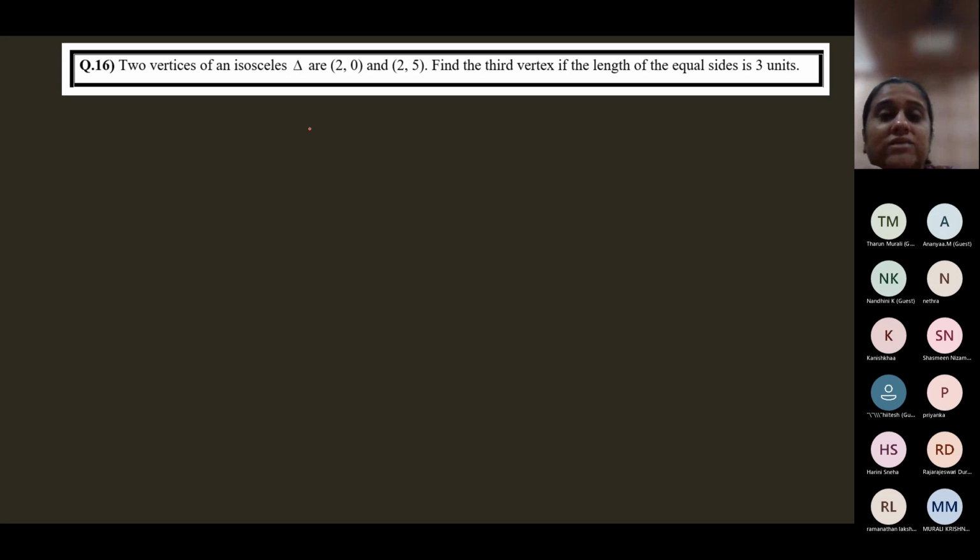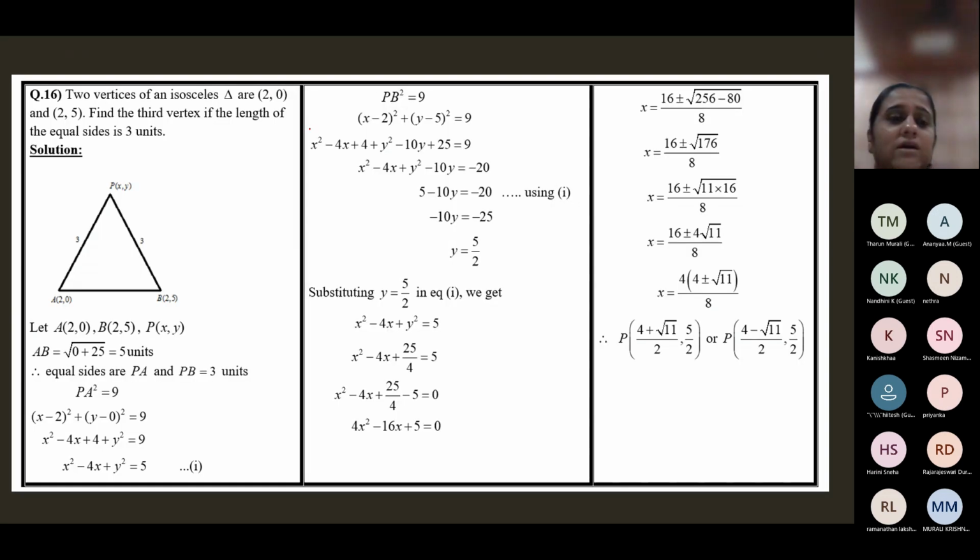Now we don't know which two sides are equal. But it's given that the length of the equal sides is 3 units. But we don't know which two sides are equal. So see, we need to check one thing before we actually answer.